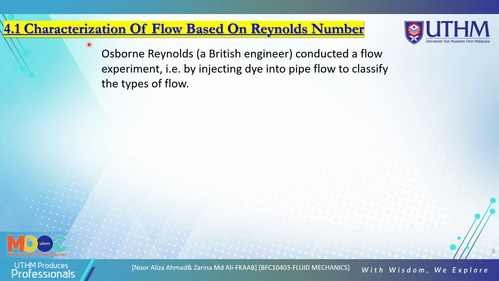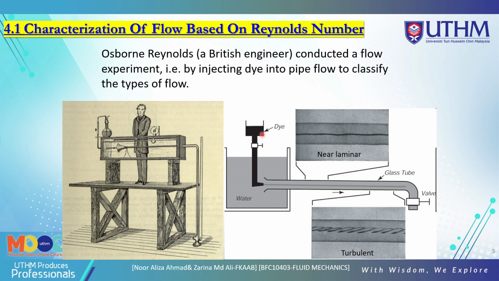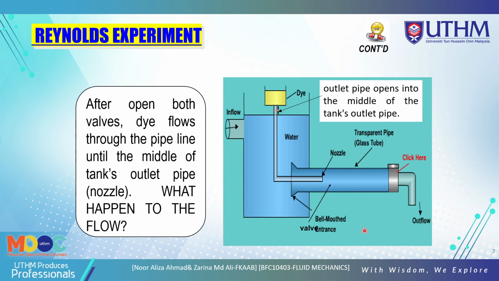Okay, 4.1 is characterization of flow based on Reynolds number. Osborne Reynolds, a British engineer, conducted a flow experiment by injecting dye into a pipe flow to classify the types of flow. From the experiment, we can identify that the flow is laminar, turbulent and transitional. So Reynolds experiment is based on the apparatus here.